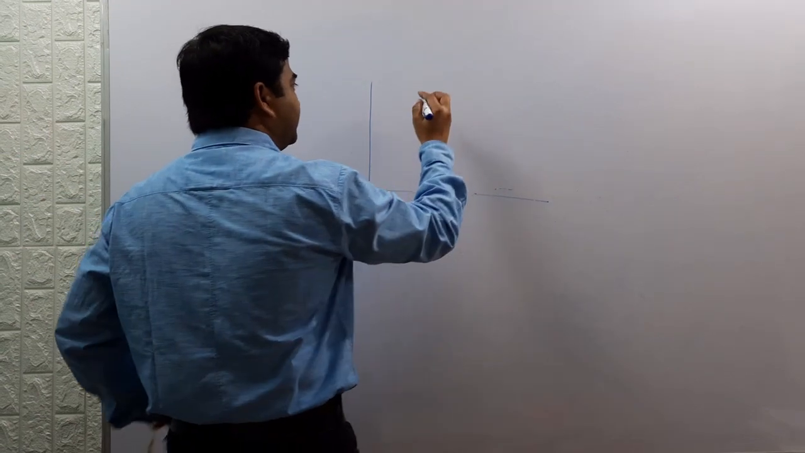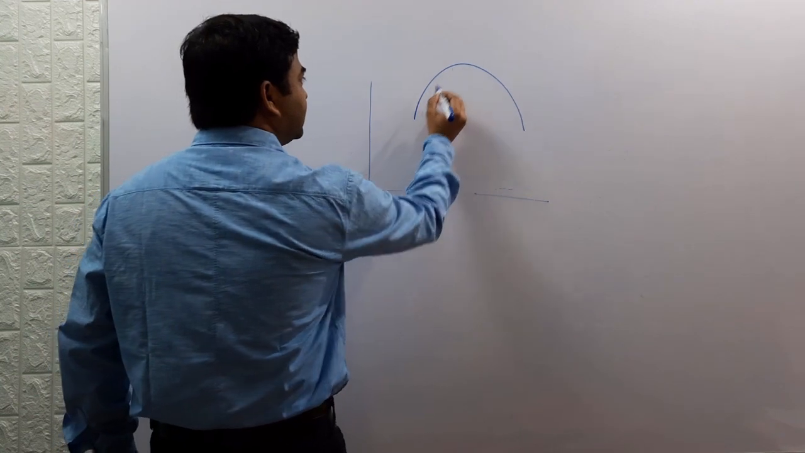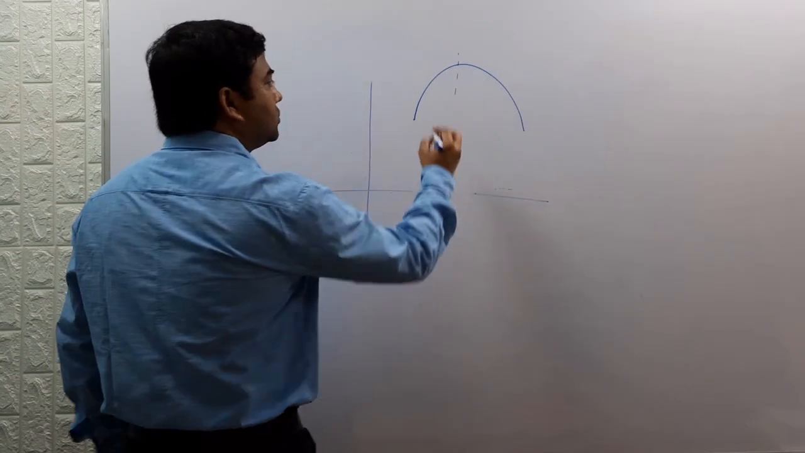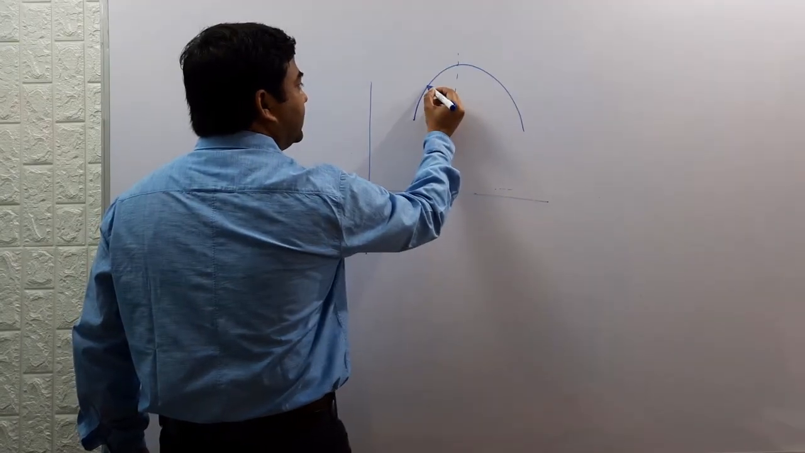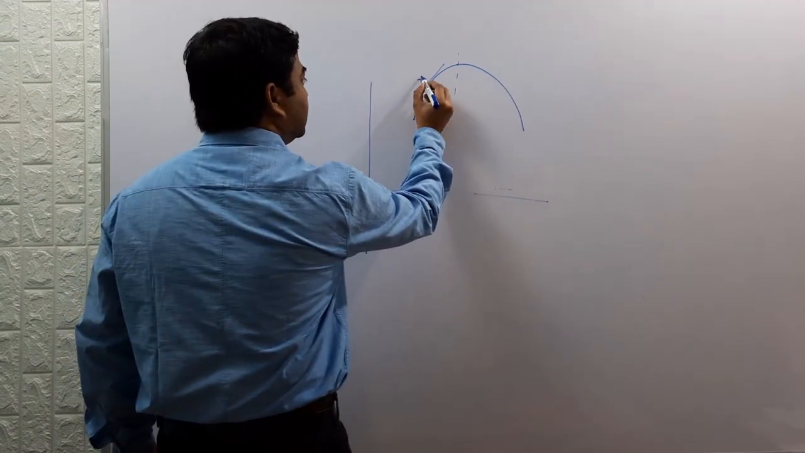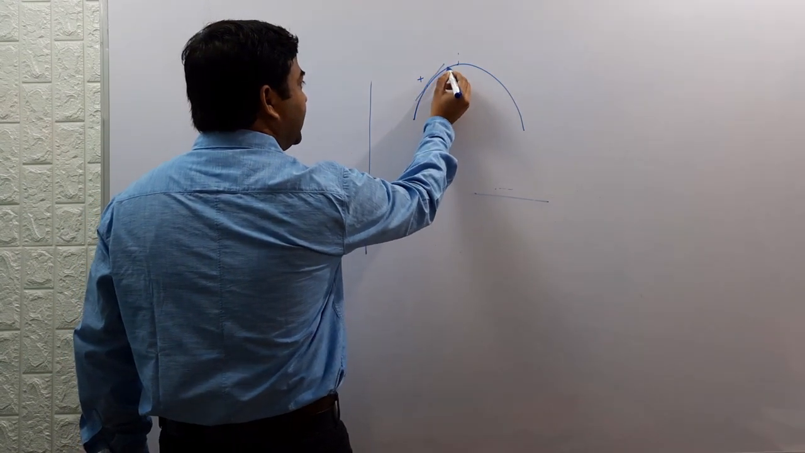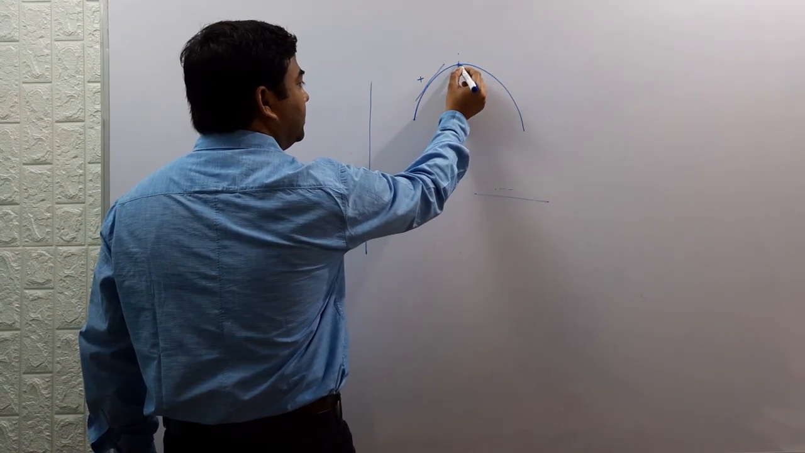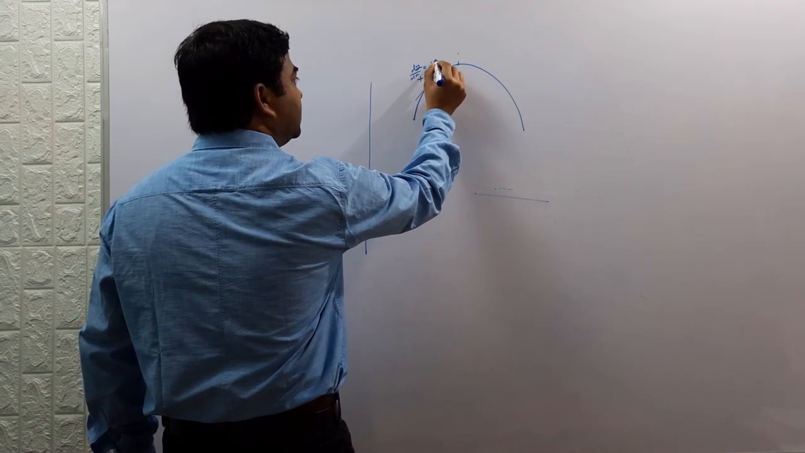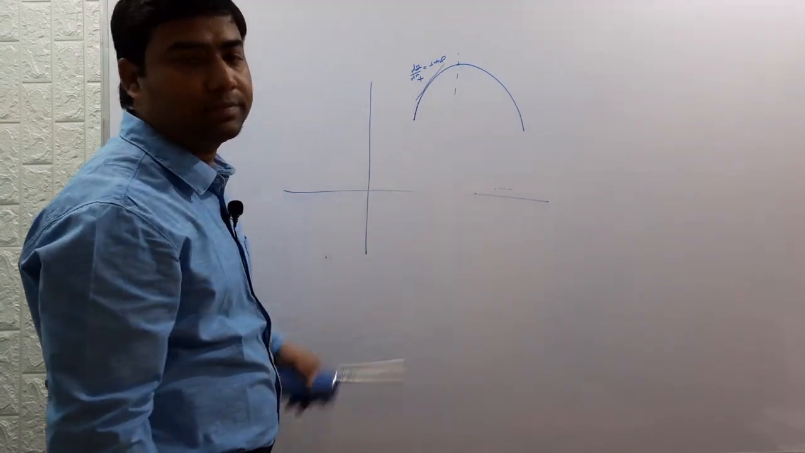So you can see for an increasing function, this function is increasing between this and this point. So between this and this point, anywhere you will find a gradient that is positive. Gradient of tangent is positive. That means at any point from here to the top, dy over dx is positive. dy over dx is nothing but the gradient of tangent.